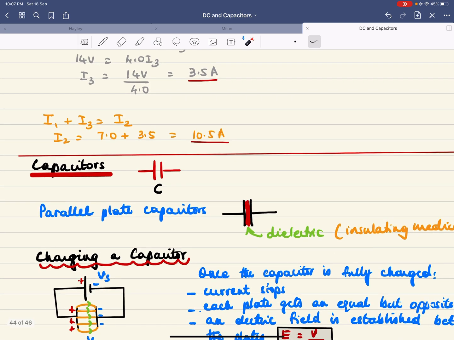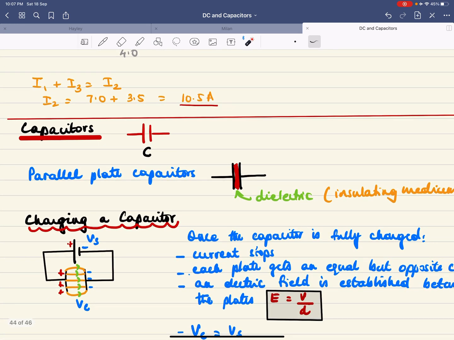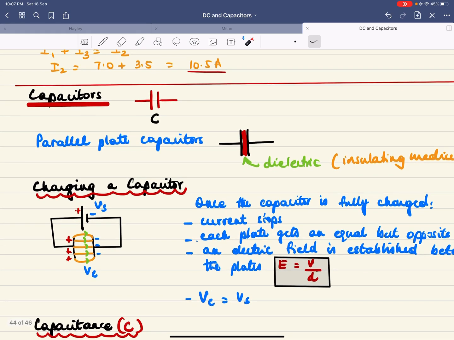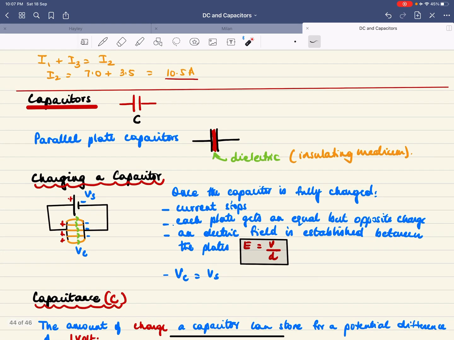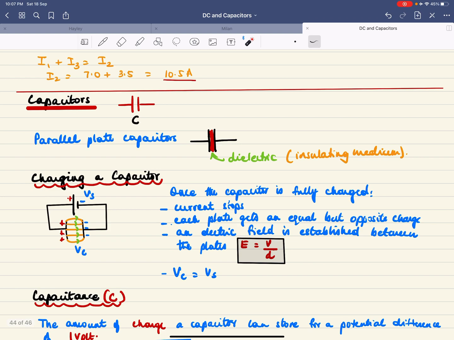Moving on to capacitors. We're looking at parallel plate capacitors, where you've got a set of parallel plates separated by an insulating medium, and that is called the dielectric. The easiest way to charge a capacitor is to connect it to the terminals of a DC supply. And when the capacitor is fully charged, four things happen.